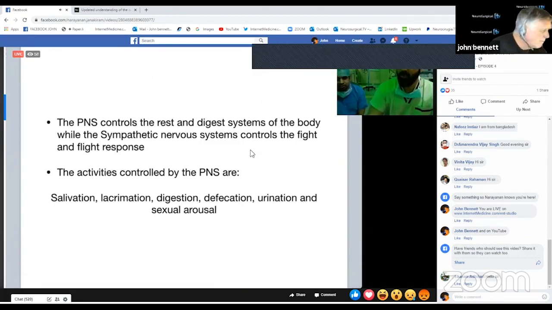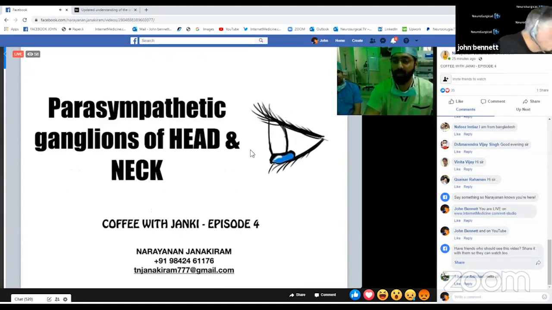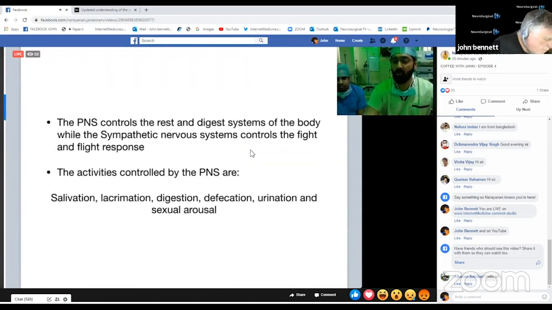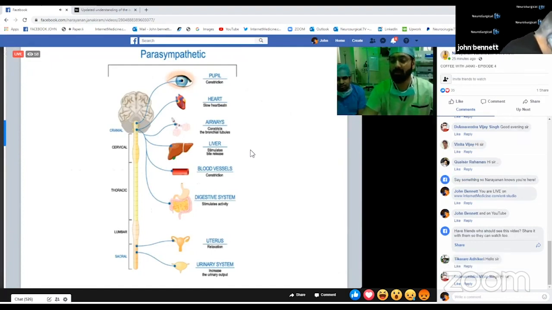The activities controlled by parasympathetic nervous system are salivation, lacrimation, digestion, defecation, urination, and sexual arousal. So this is a long question, so I'm putting the heading. If you get this parasympathetic ganglions of head and neck, you should start like the introduction and then go on to this slide and then go on. If you can draw this, it'll be great. The parasympathetic system, you see, just draw the brain and then just the spinal cord, and then you can just draw the pupil, the heart, the airways, the liver, the blood vessels, the digestive system, uterus, and the urinary system.